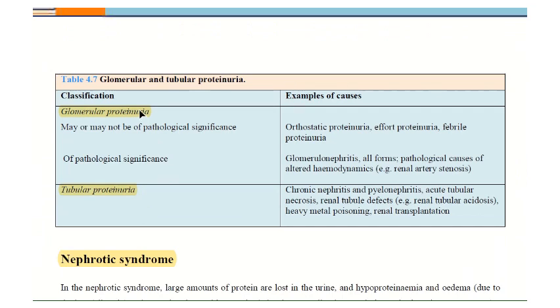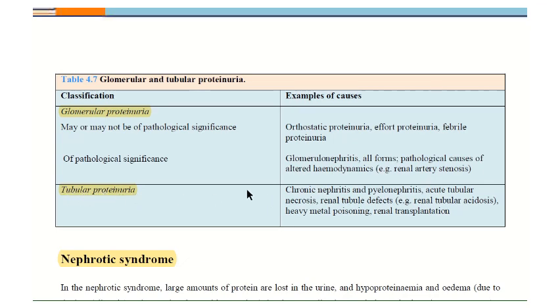وهذا التيبل اللي بيه classification هنا للبروتين glomerular proteinuria والtubular proteinuria. فبالنسبة للglomerular proteinuria may or may not be of pathological significance. Examples of causes: orthostatic proteinuria, effort proteinuria, febrile proteinuria. واكو of pathological significance مثلا في glomerulonephritis, all forms, pathological causes of altered hemodynamics, example renal artery stenosis.